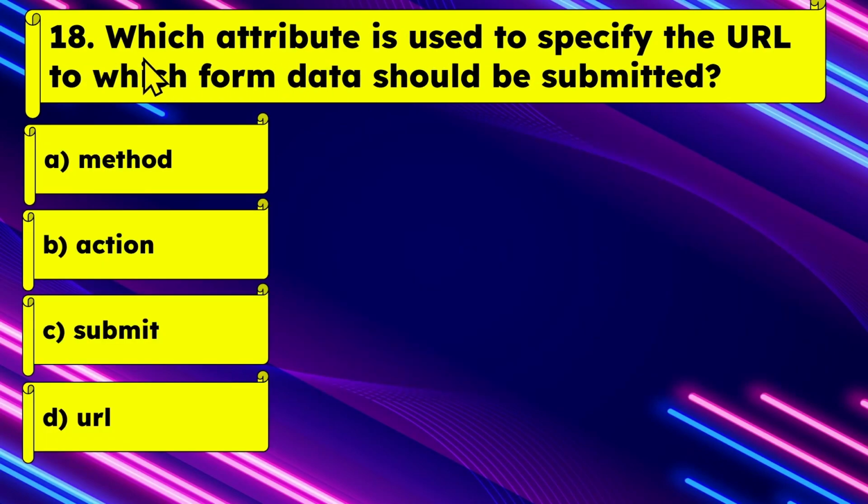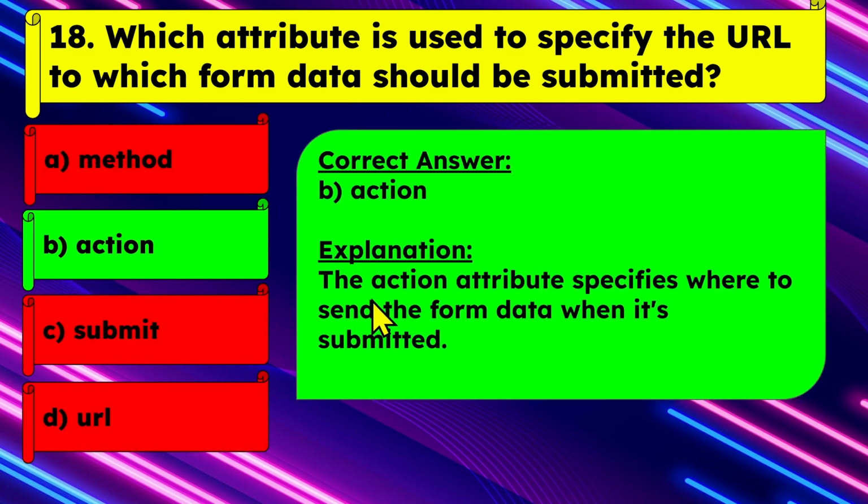Our next question is, which attribute is used to specify the URL to which form data should be submitted? Option A method, option B action, option C submit, or option D URL. So here the correct answer will be option B. As you can see, the action attribute specifies where to send the form data when it's submitted.